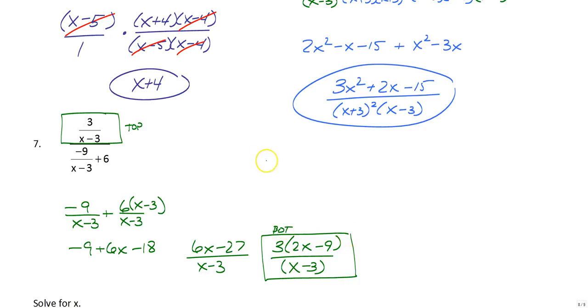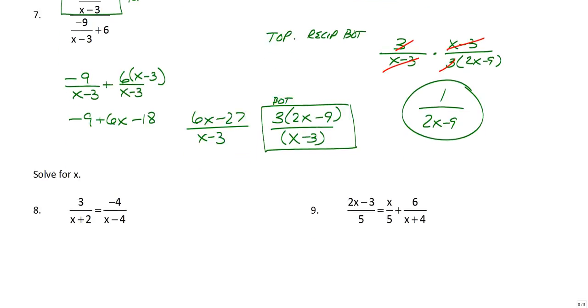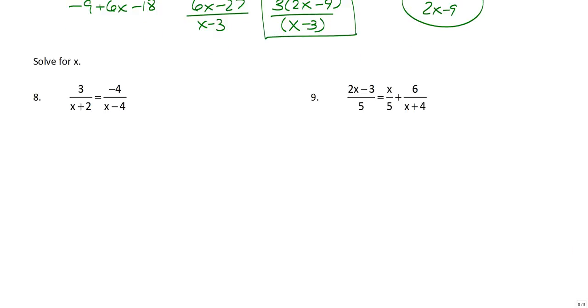But then remember, to finish the problem, you have to do the top times the reciprocal of the bottom. So now we have 3 over (x minus 3) times (x minus 3) over 3 times (2x minus 9). And then we can cancel our x minus 3's. We can cancel our 3's, leaving us with 1 over (2x minus 9). Okay? There's nothing else we can do after that. So, moving right along. Solving.